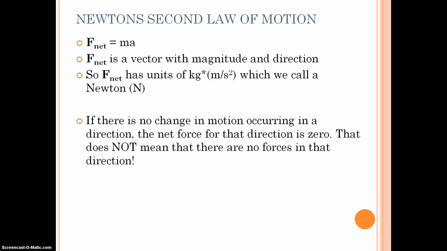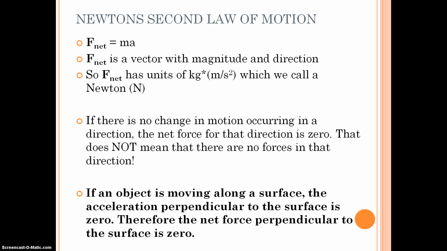So if there's no change in motion occurring in a direction, the net force for that direction is 0. That does not mean that there are no forces in that direction. Right now, hopefully you're sitting or standing. You're not moving up or down. That means there's no change of motion up or down, which means there's no net force up or down. But there are forces at work. There's your weight, that's the pull down on you from the Earth, and then there is the upward pull of your chair or the ground. And those two forces are balanced.